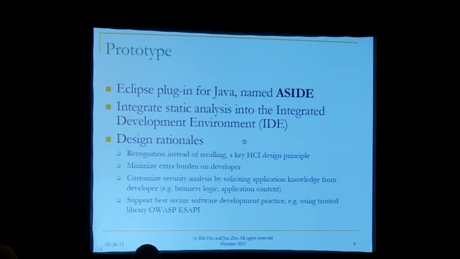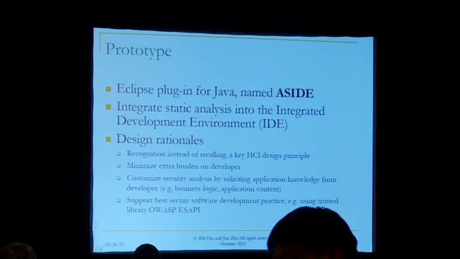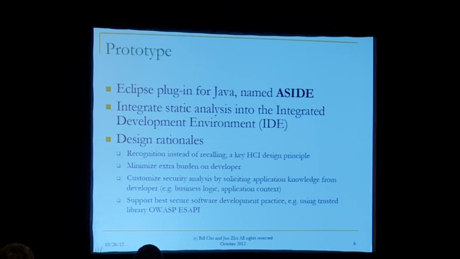So what I'm going to show next is our prototype demo of a project called AppSec, which stands for Application Security in an IDE Environment. And part of this is an open source OWASP project, so you can Google OWASP AppSec and you'll find the page. Our design rationale is that this is designed to be used by developers, not security professionals. We want developers to recognize instead of recall security problems. So instead of thinking about what problems I should prevent while writing code, we want the tool to tell developers, hey, you want to think about that. We want to minimize extra burden on developers, and we also want to leverage developers' knowledge in terms of customized security analysis.